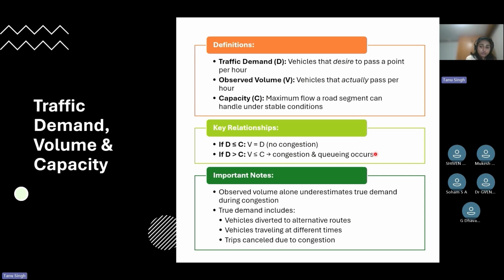Now, the true demand. True demand includes vehicles diverted to alternative routes, vehicles traveling at different times, and trips cancelled due to congestion. So these are the different things that we include when we calculate the true demand of the route.